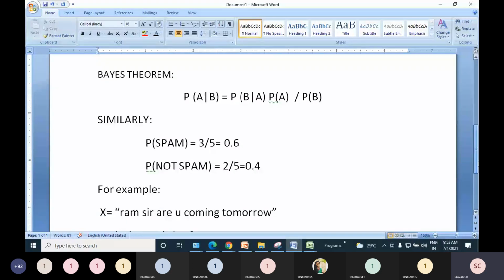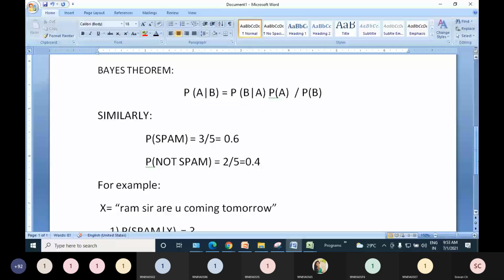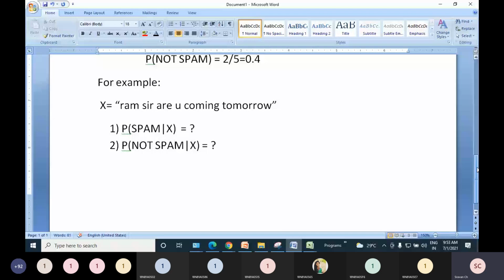So these are the overall probabilities. Now we are trying to solve the problem. For example, I got a new mail, and suppose this is the content in that mail. What is the content?